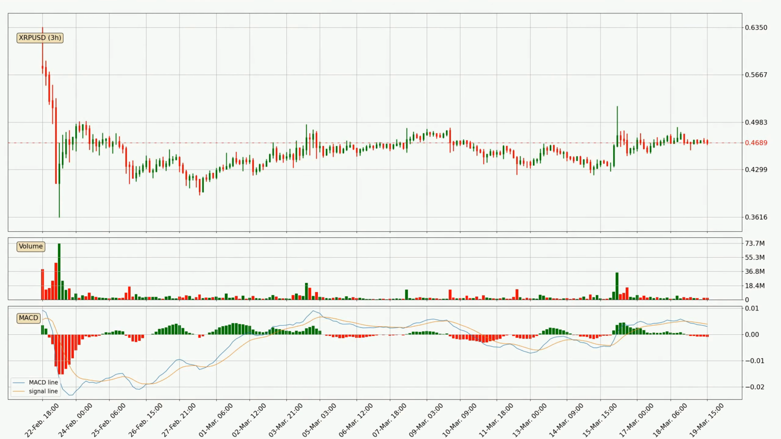Moving to the 3-hourly MACD, the MACD line is below the signal line, which shows that the current trend is on the downside. The MACD histogram shows that the momentum is currently strong and it could be expected the price to go further to the downside.